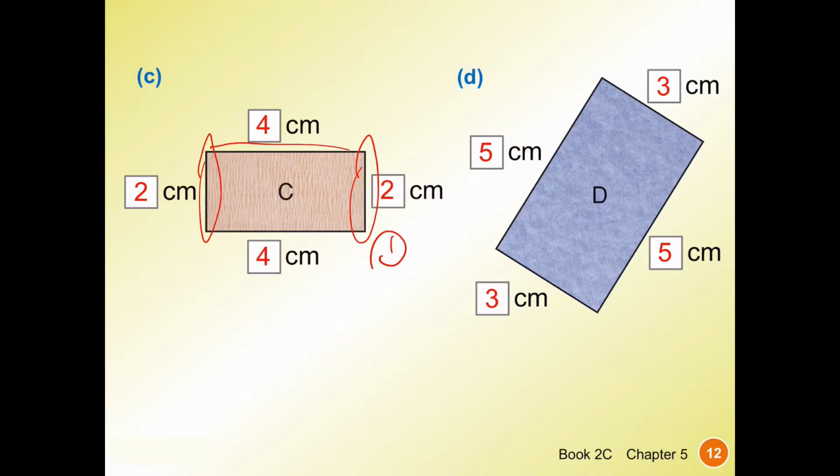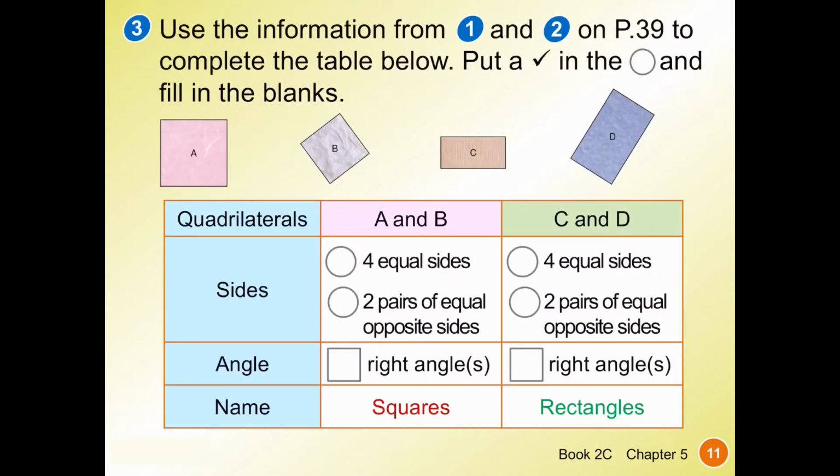These 2 sizes are opposite to each other, and they are of the same length. And we have the second pair. These 2 sizes are opposite to each other, and they are of the same length. This applies to our quadrilateral D as well. So for quadrilateral C and D, we only have 2 pairs of equal opposite sizes.